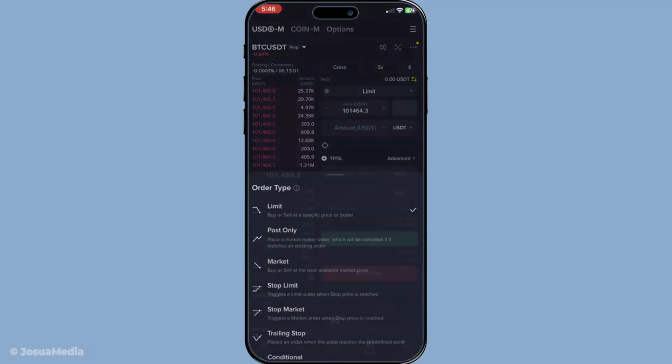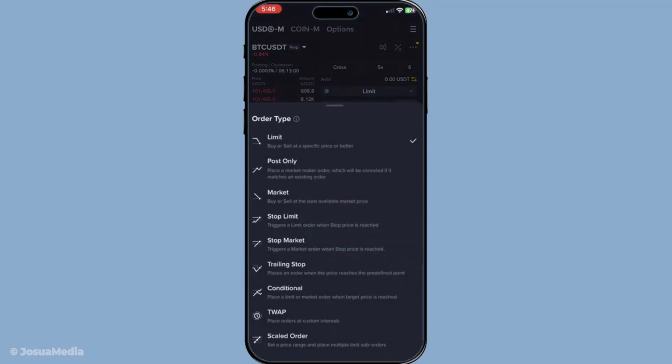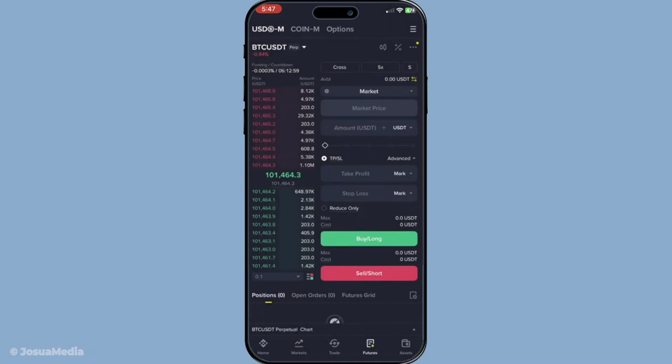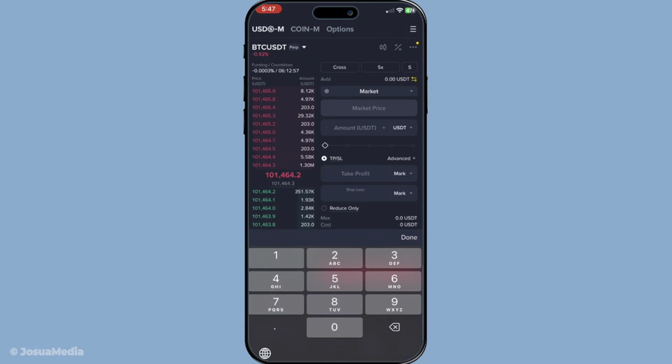It's also crucial to set tight stop loss and take profit targets. Scalping is about minimizing risk while maximizing potential profits in a short time frame. Having these targets in place helps protect your capital and ensures you lock in gains efficiently.